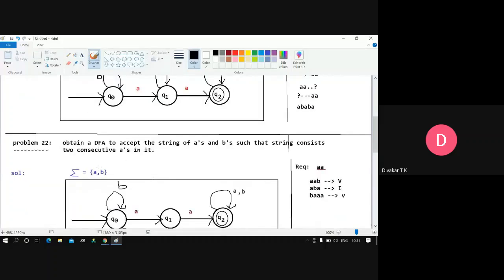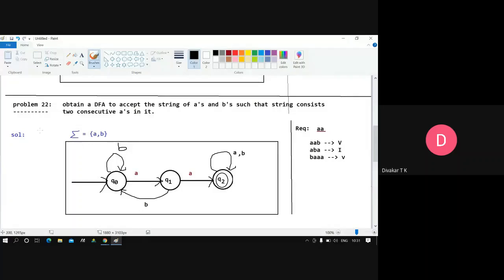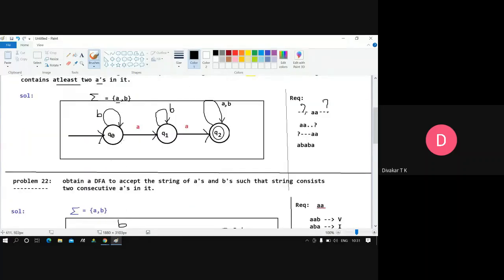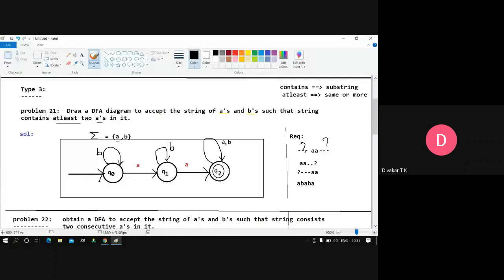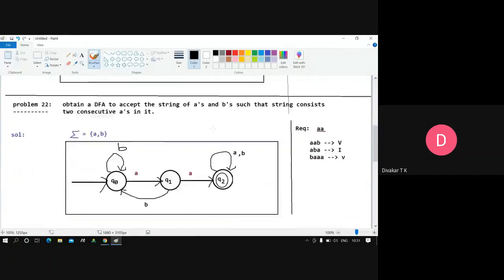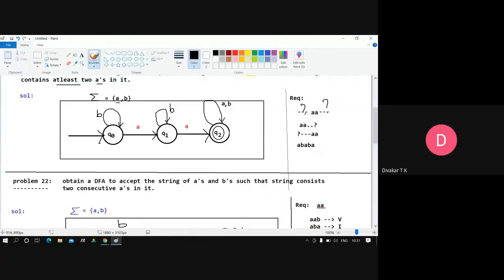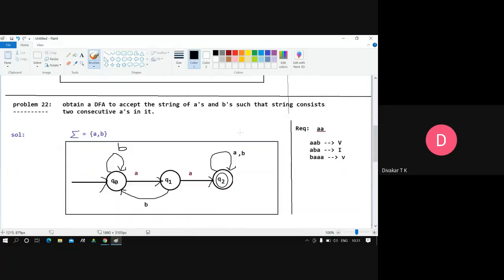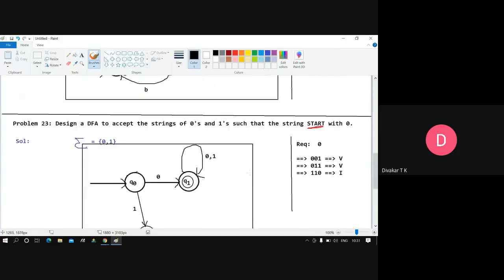A similar type of problem is problem 22, that is 2 consecutive A's. Here it is consecutive A's, there it is at least 2 A's. What is the difference? At least means the A's can be anywhere, but consecutive means they should be together. So the diagram changes.